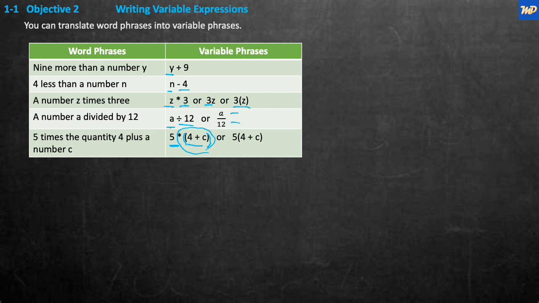Or another way to write it is with the 5 touching the paren, which means multiplication because it's touching it. So it's 5 times the quantity, 4 plus c. Looking at the thing, 5 times the quantity, 4 plus the number c. Okay?